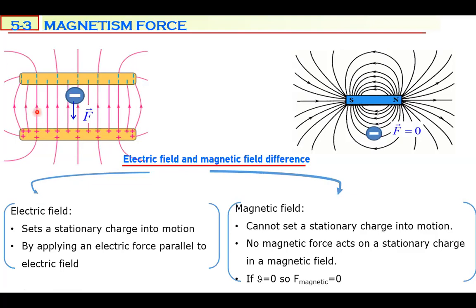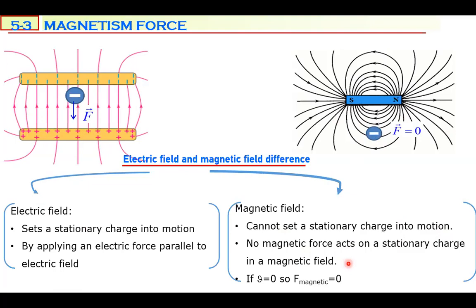But a magnetic field is not like this. If you put the same charge inside a magnetic field, so you know this is a bar magnet, the bar magnet has a magnetic field around. If you put an electron at rest inside this magnetic field, there will be no force acting on this charged particle. So a magnetic field cannot set the charged particle into motion. No magnetic force acts on a stationary charge in a magnetic field.